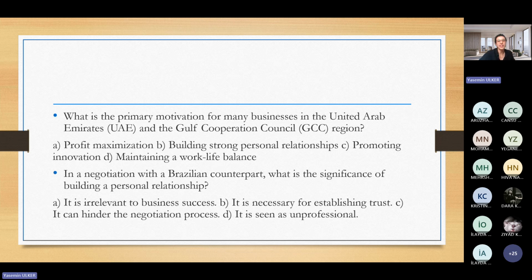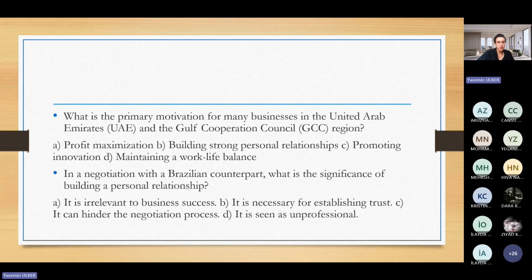Then the second one: in negotiation with Brazil, what is the significance of building a personal relationship? Irrelevant to business success, necessary for establishing trust, hinders the negotiation process, or seen as unprofessional. Is it B? It's also B in Brazil. It's necessary for establishing trust for them too.